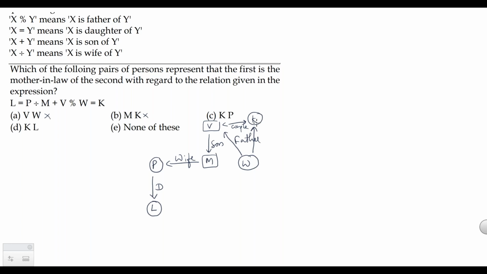K P. So K is female. So K should be mother-in-law of P means P's husband is V. V's father is V. V's wife is K. Means V's father's wife, which means V's mother. So P's husband's mother is K. So we can say that K is the mother-in-law of P. Option C will be our right answer. You are right. So the answer is option C.